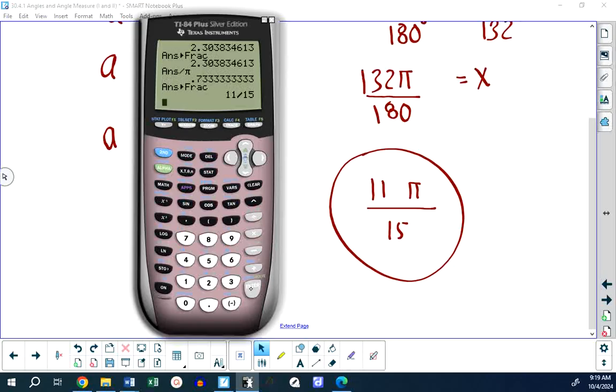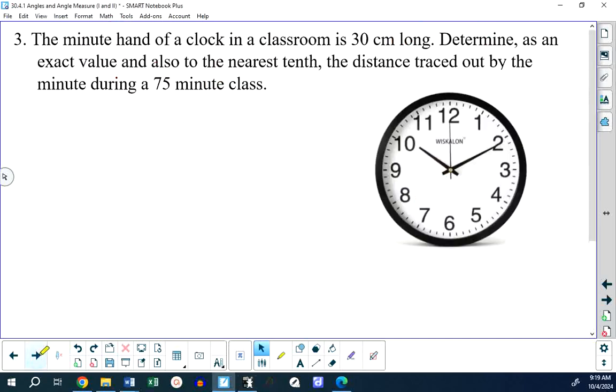Now on a written response, and this is something that people will often not realize, converting radians to degrees, even as exact values, is really simple. But you need to show your work on a written response. Okay. All right, let's try one more.